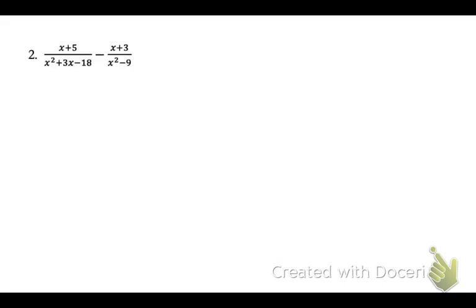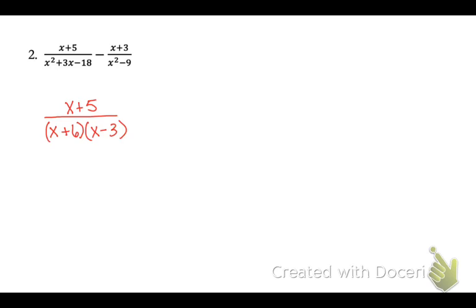Okay, again, before we subtract, we need to make sure that we have common denominators. So we're going to go ahead and factor our denominators so that we can see what we're missing from each fraction. So the first one, our numerator is staying the same. Our denominator is going to split into 2 binomials. We multiply to negative 18 and add to 3. So if they multiply to a negative, we need opposite signs. And 6 times negative 3 is negative 18, and 6 minus 3 is 3x.